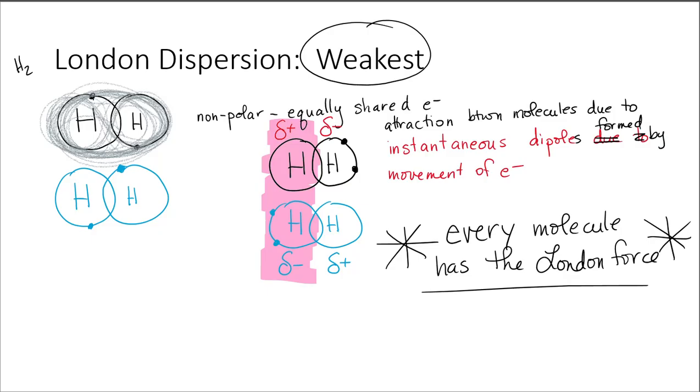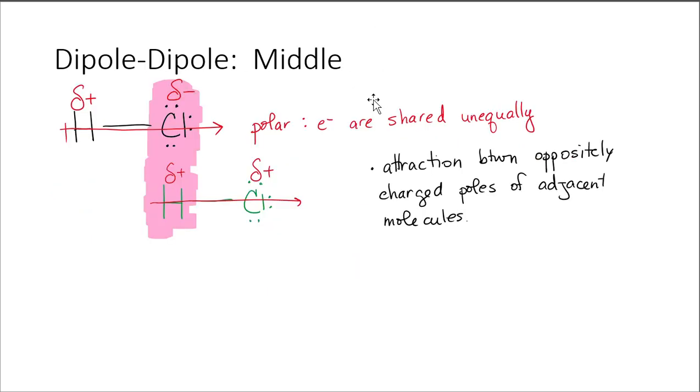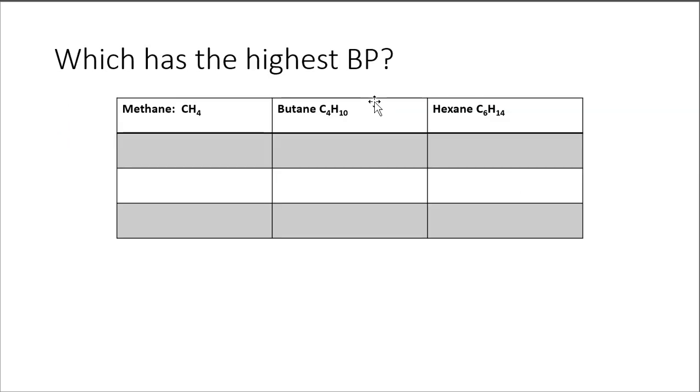All right. So we've got the London force. It's the weakest, formed between molecules just due to the movement of electrons. Dipole is the middle force, attraction between oppositely charged poles of adjacent molecules. So, which has the highest boiling point?